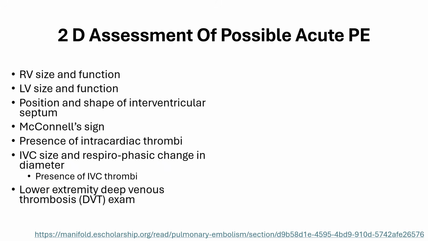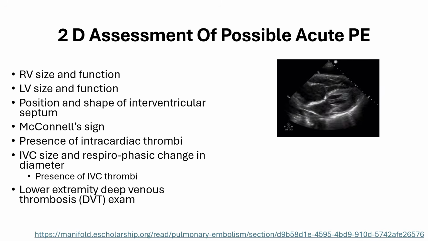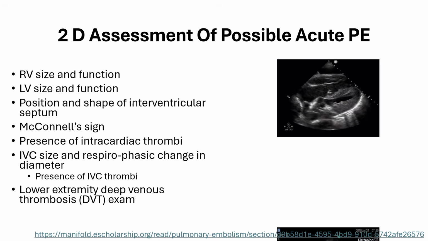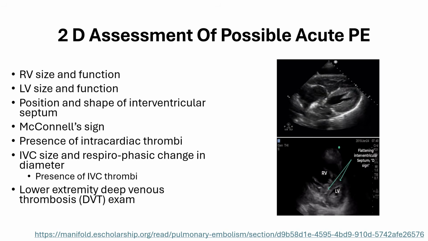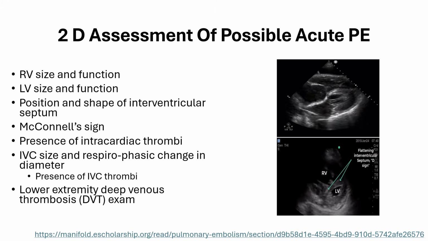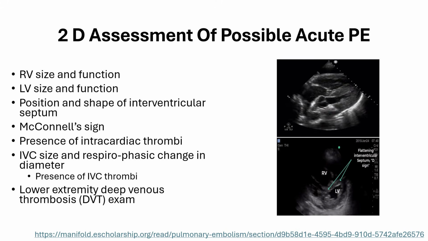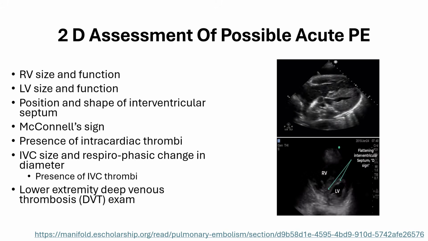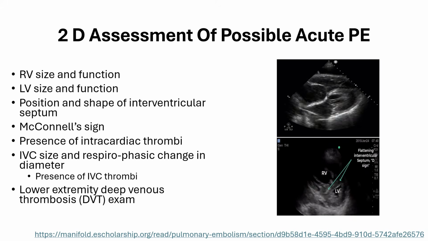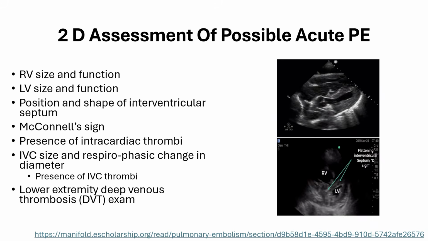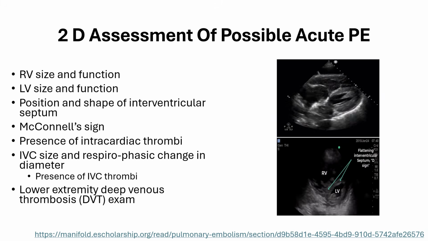So how can we utilize 2D echocardiographic assessment in the workup of a possible acute pulmonary embolism? You want to look at and compare the size of the right ventricle and left ventricle and their respective function, and assess the position and shape of the interventricular septum, presence of McConnell sign, intracardiac thrombi, IVC size and respirophasic variation in its diameter, presence of IVC thrombi, and presence of lower extremity deep venous thrombosis.